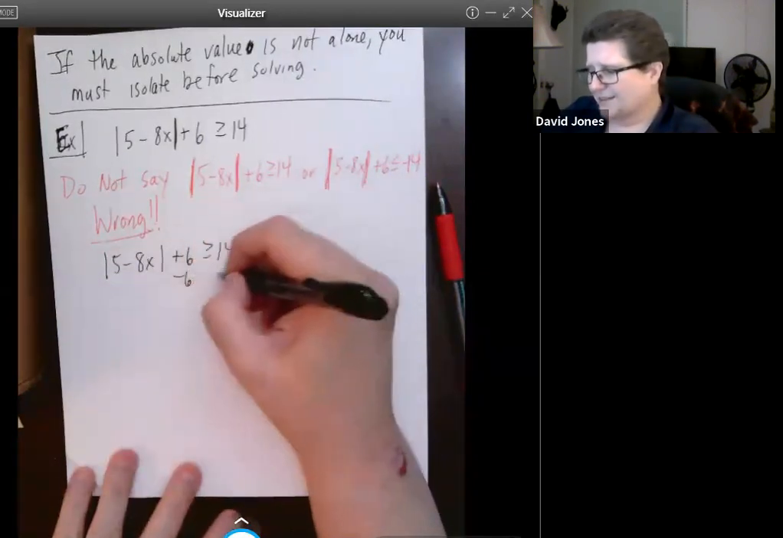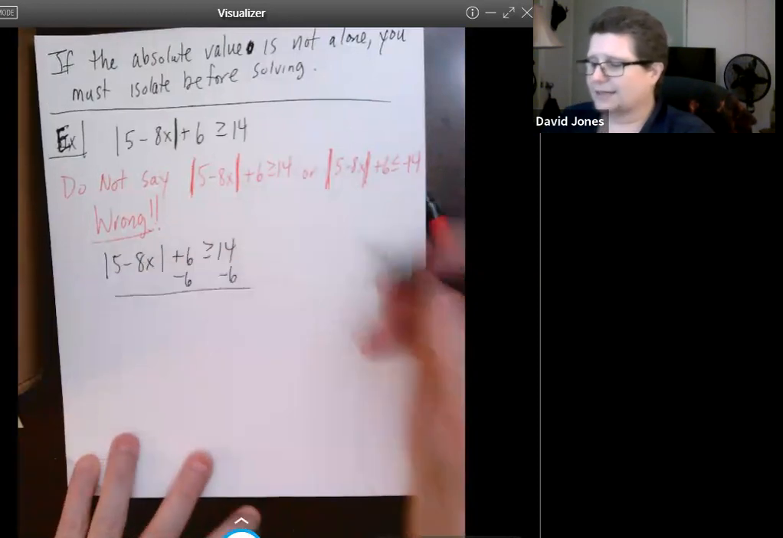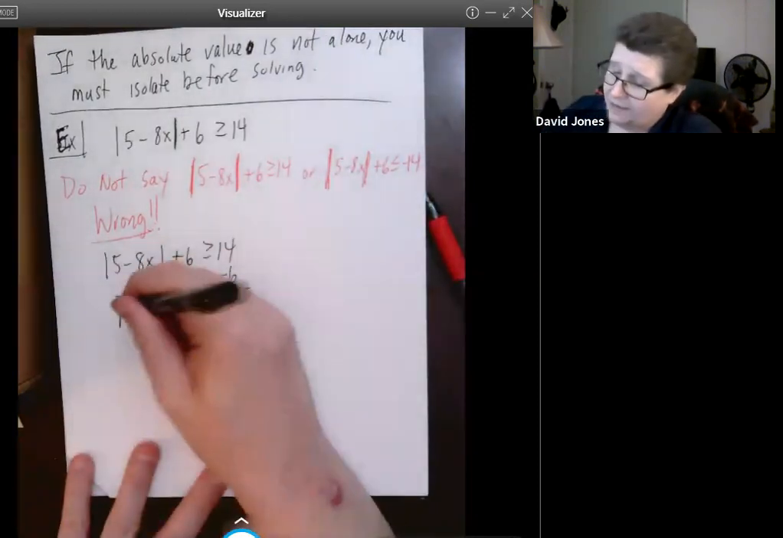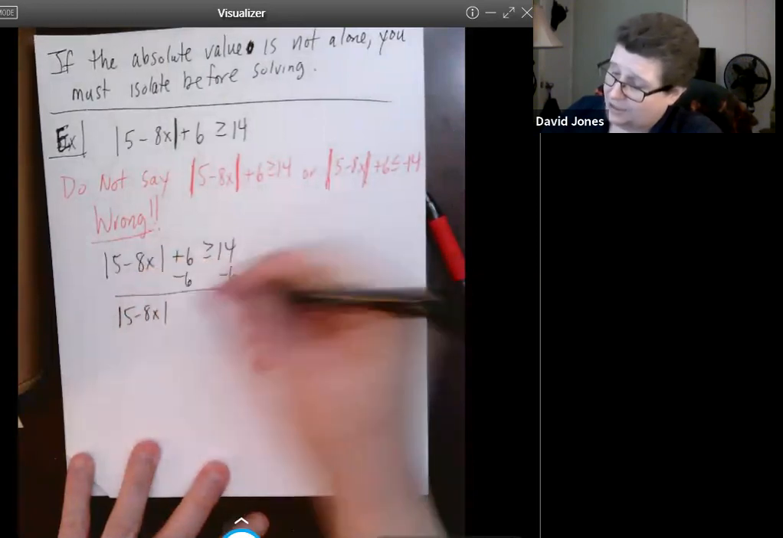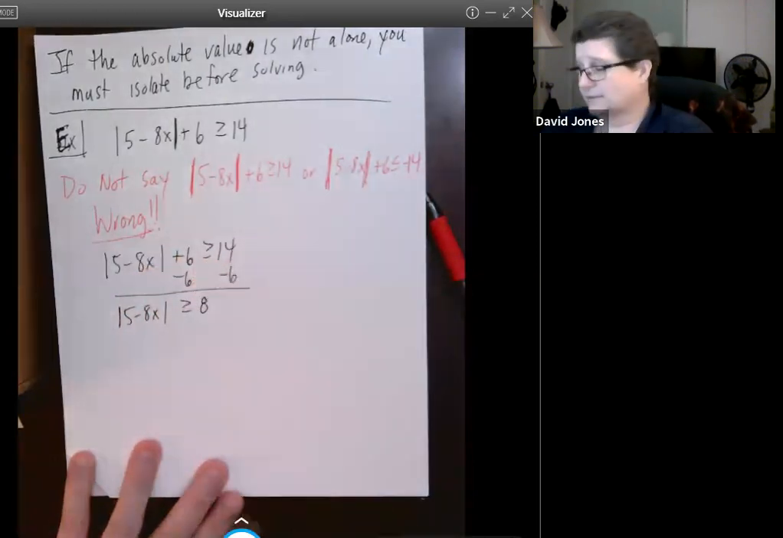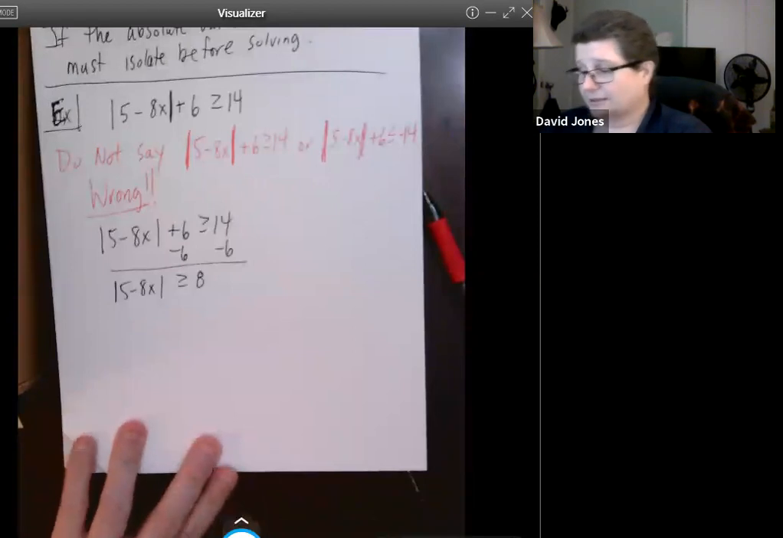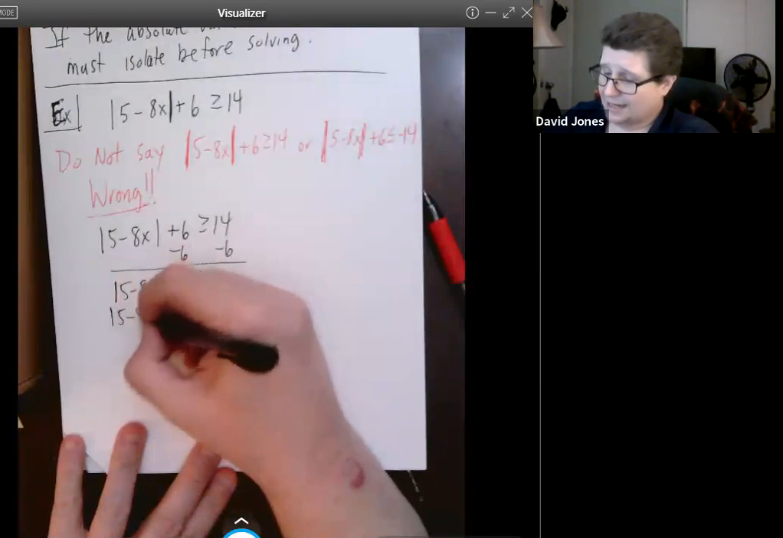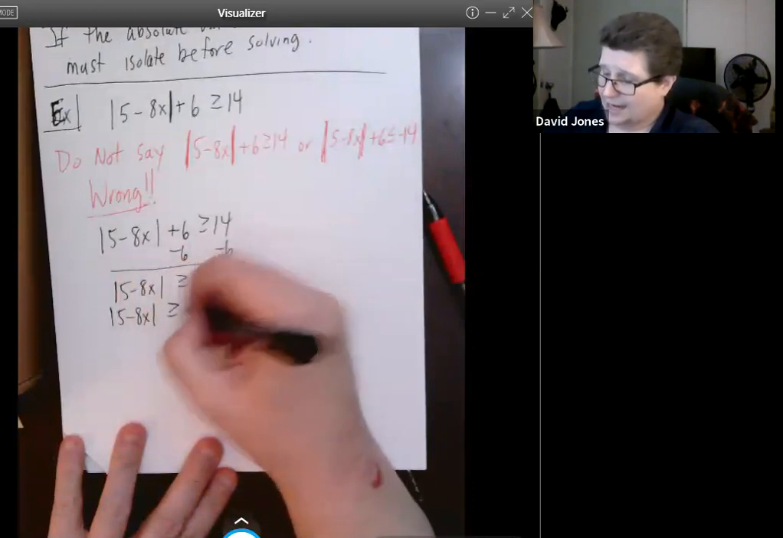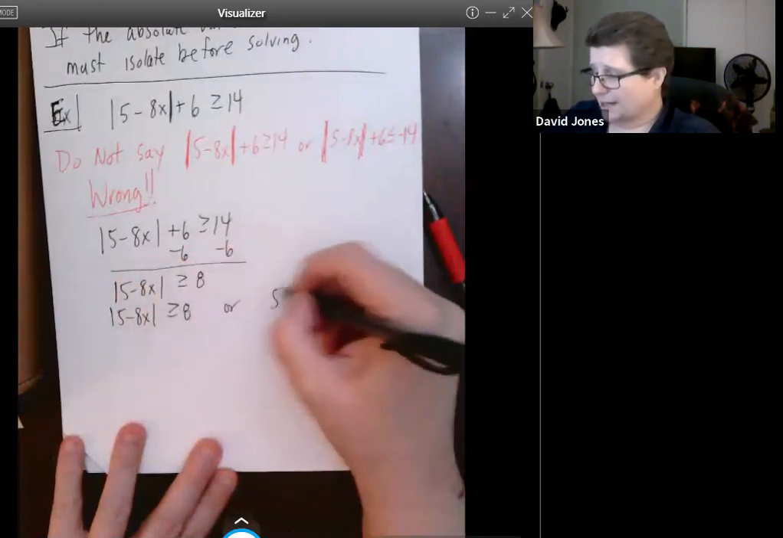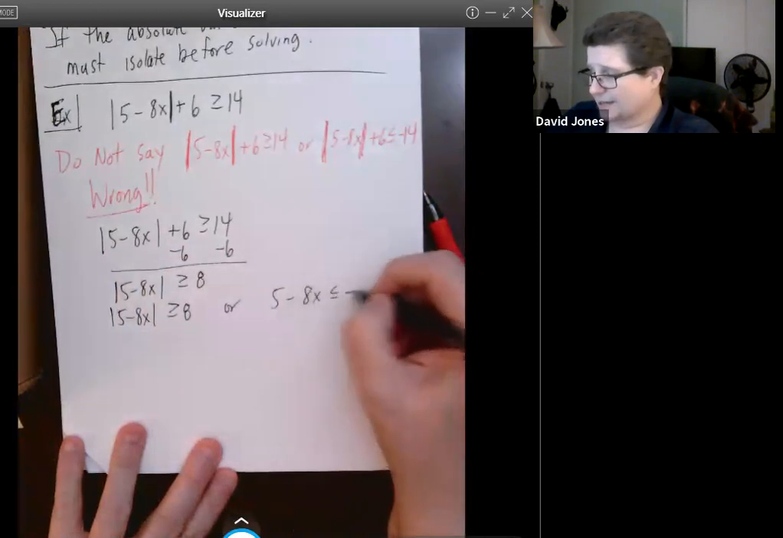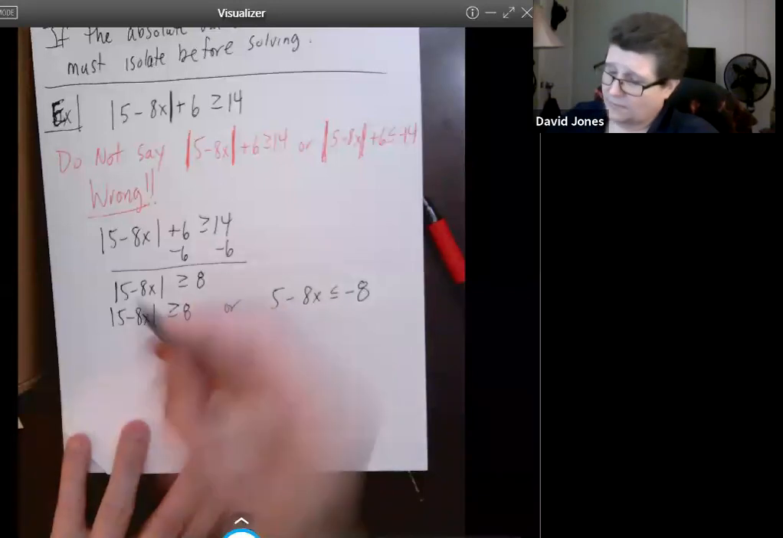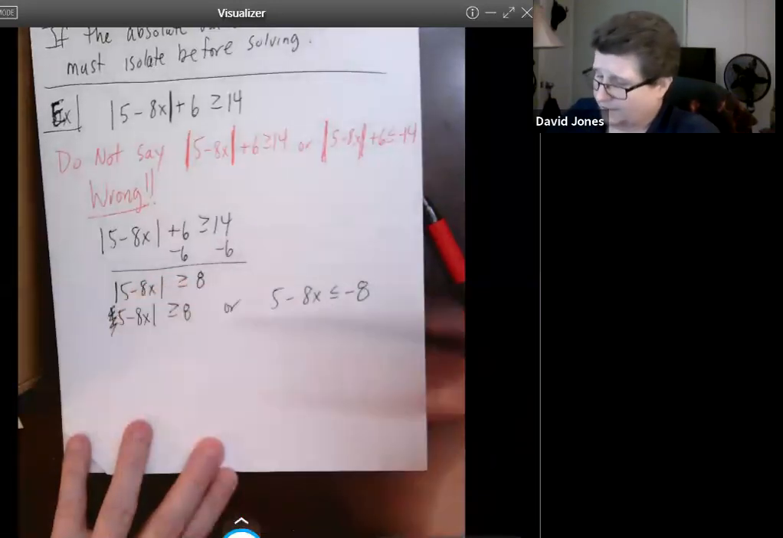Get the absolute value alone by adding negative 6, subtracting 6. I get the absolute value of 5 minus 8x is greater than or equal to 8. And now we can solve. 5 minus 8x is greater than or equal to 8, or 5 minus 8x is less than or equal to negative 8. Oop, I don't need the absolute value there. My bad.